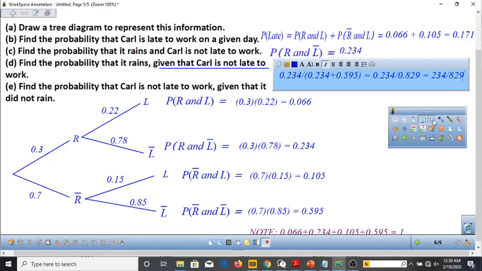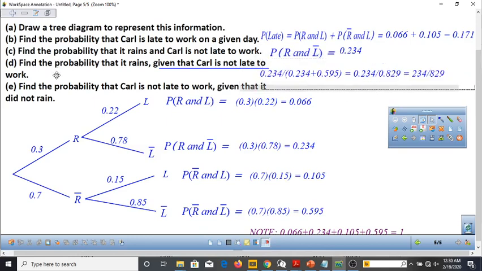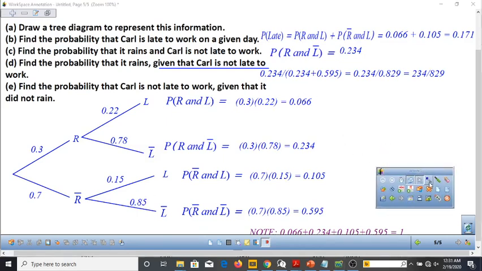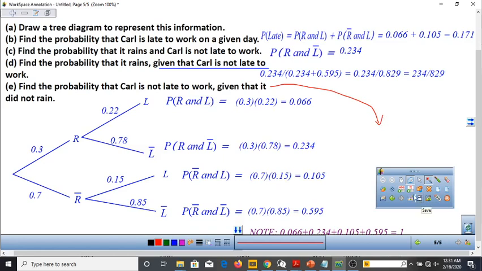Now, last situation. The last situation is what is the probability that Carl is not late to work given that it did not rain. That one actually we don't even have to do any work. We look only in the given that it did not rain. And how much of that is from him not being late to work? 0.85. That's it. So for this one here, I'm just going to draw a little arrow over to the right hand side to show how I did that question there.